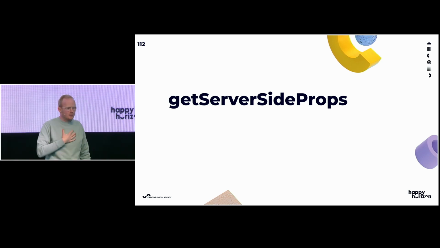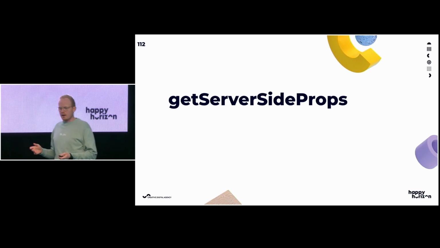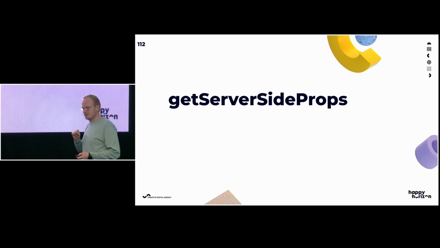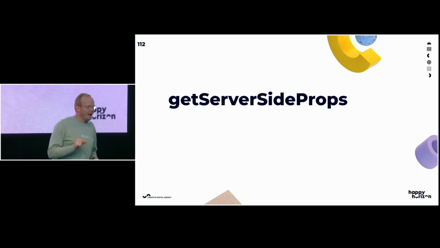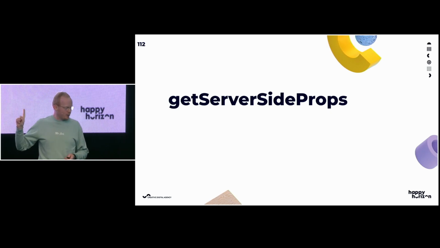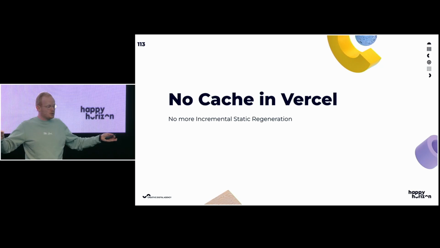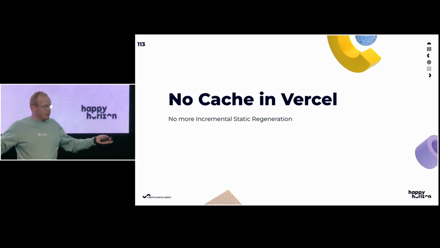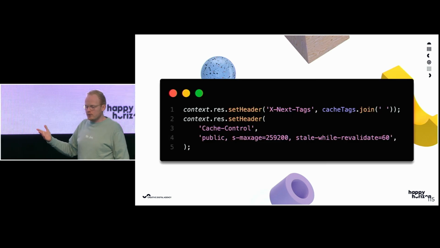And I'm using server-side props, so I'm using page routing. You could say you should be using app routing, but then you still have a big delay. So I'm currently still believing that page routing shouldn't be deprecated. So I changed to getServerSideProps. Then you have to say no more caching on Vercel, because static files are gone. And then I have to tell Fastly how it can cache it.